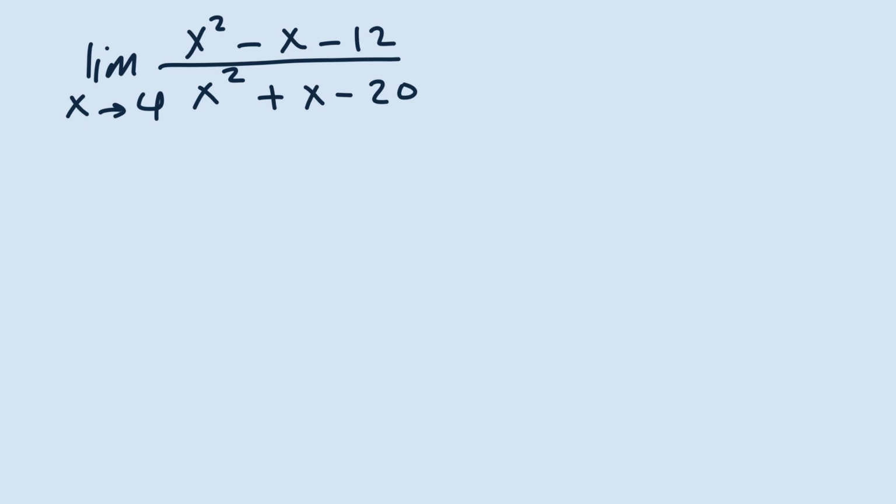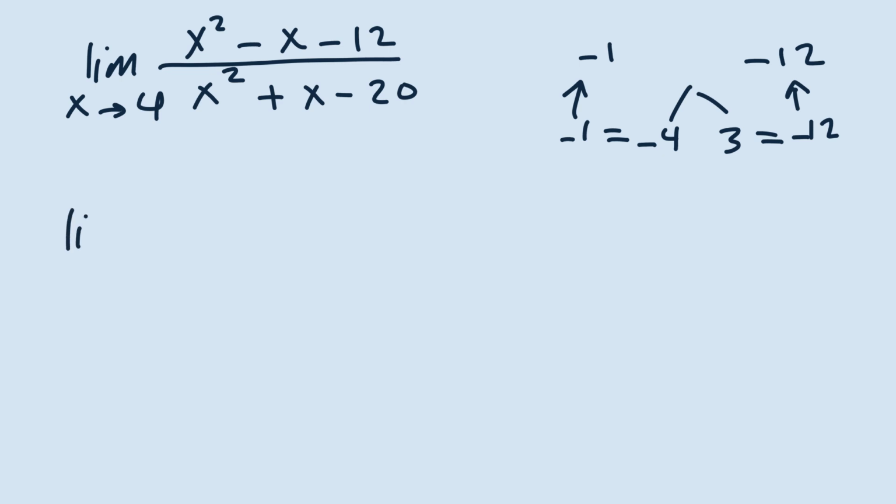So let us start with the upper part. We have to look for two numbers that multiply to negative 12 and add up to minus 1. So we have here negative 12 and negative 1. So let us try first with negative 4 and 3. Negative 4 times 3 is negative 12, which is exactly what we have here. And if we add up these two numbers, negative 4 plus 3, we will get negative 1, which is exactly what we have here. So the factorization of the upper function will be x minus 4, x plus 3.